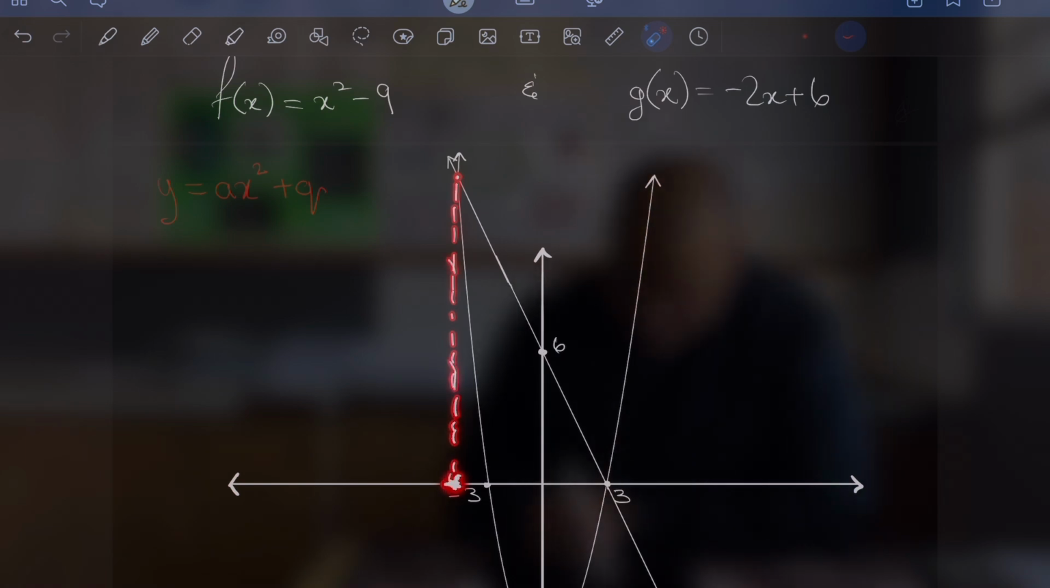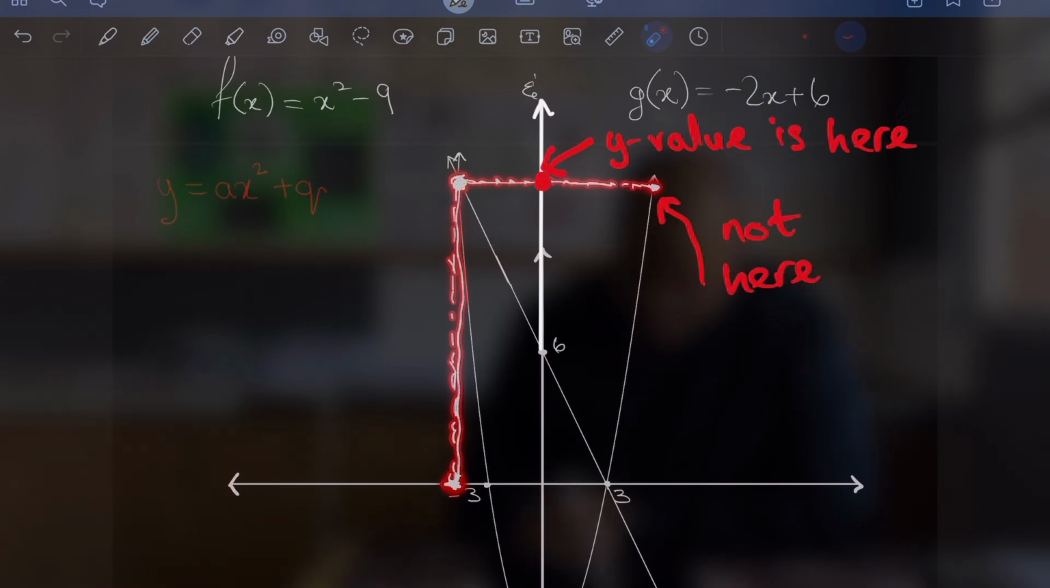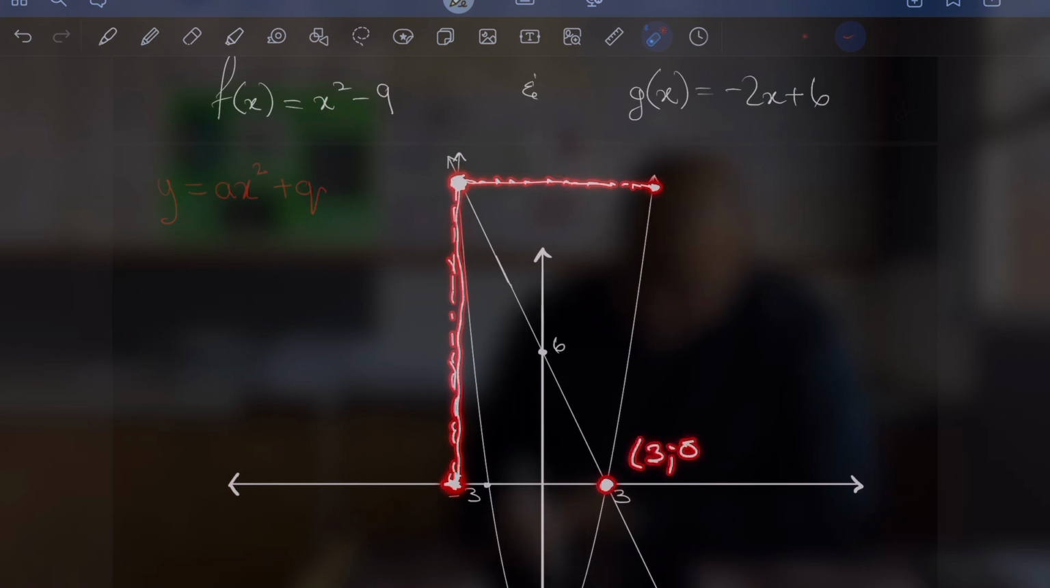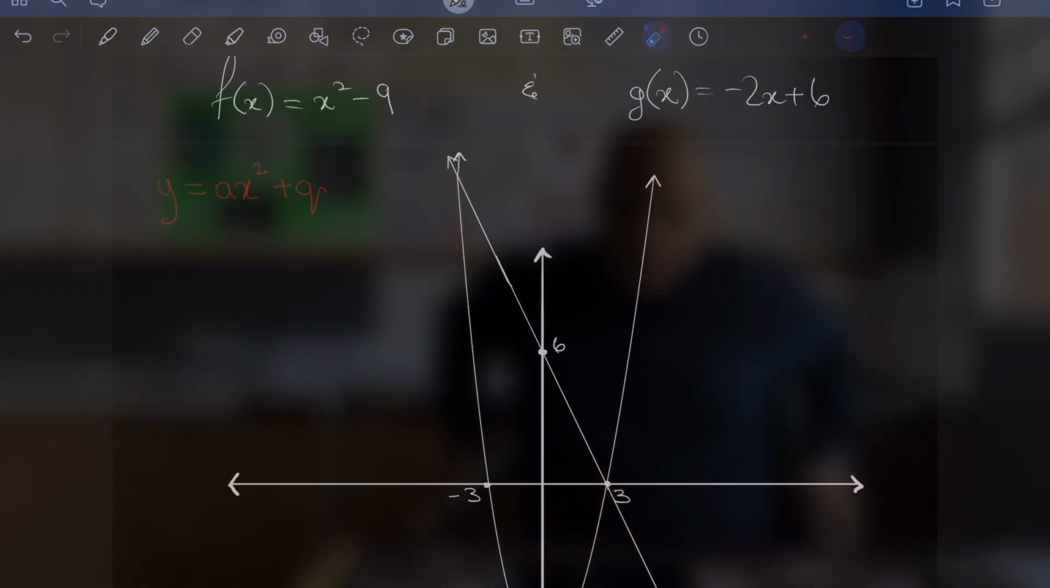And it has a corresponding y value over here, which at this point we don't know yet, but that is the point of intersection for the parabola and the straight line, in addition to x equal to 3 over here. So this coordinate over here would be 3 and 0, and here we need an x and a y coordinate as well.